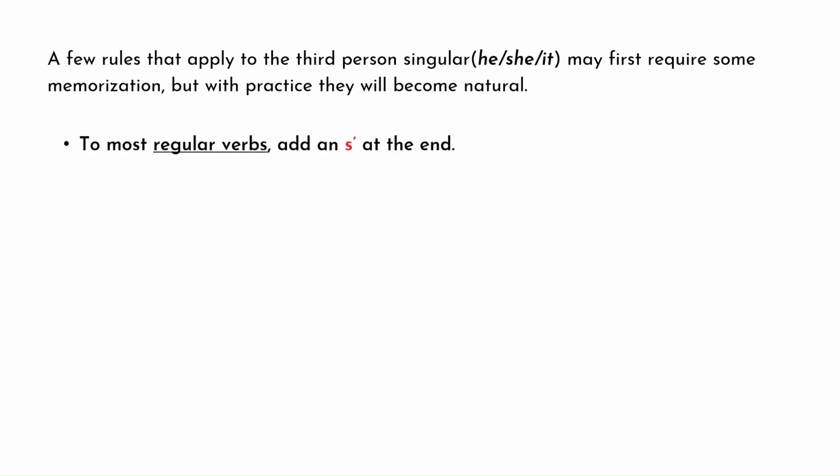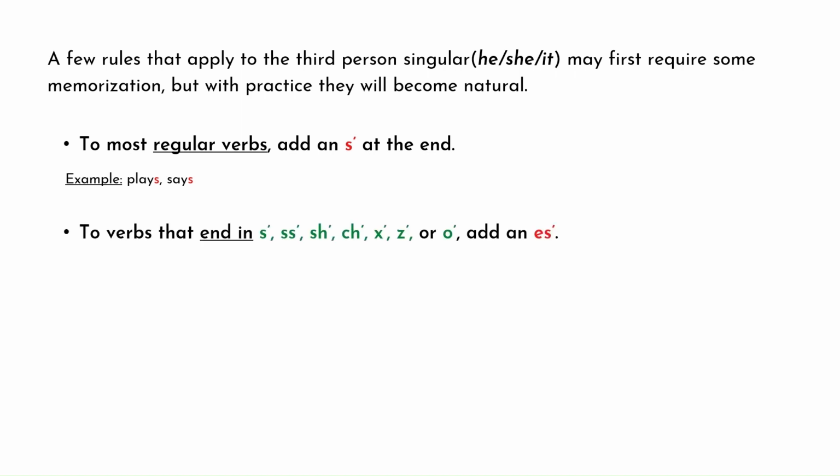To most regular verbs, we add an s at the end. For example, play and say. We add an s and it becomes he or she or it plays. We add an s at the end. Also in say, we add an s and it becomes says. He says, she says.